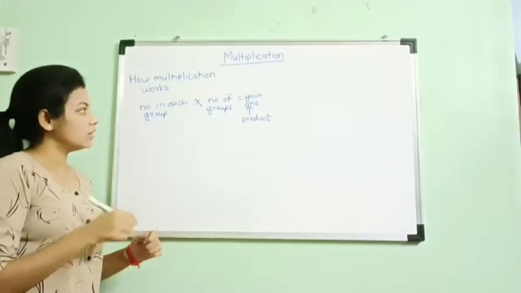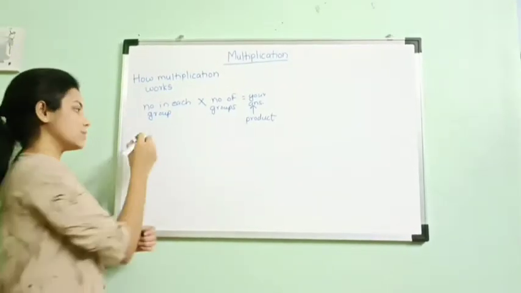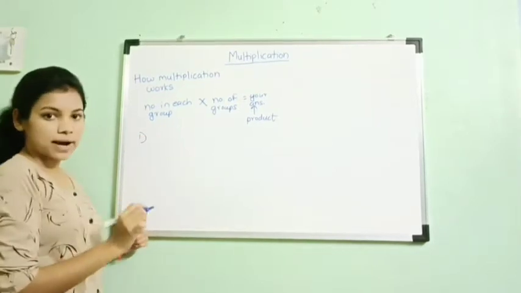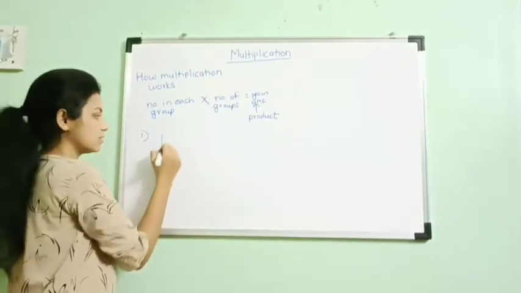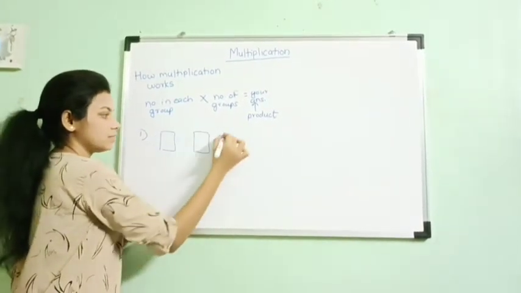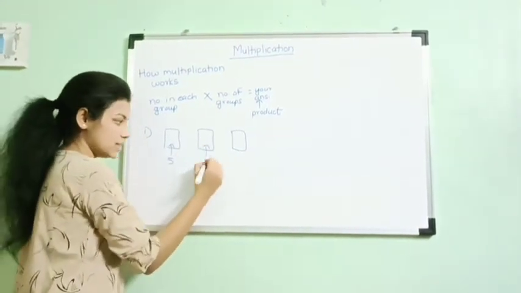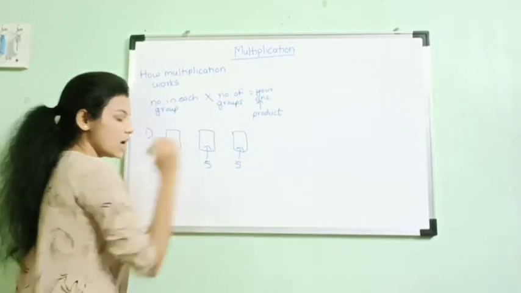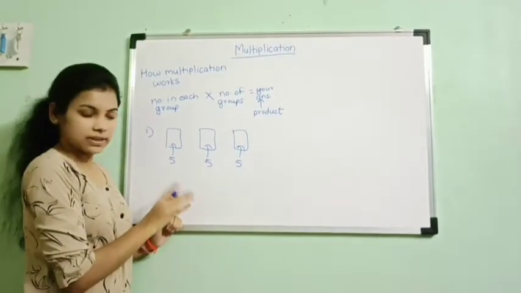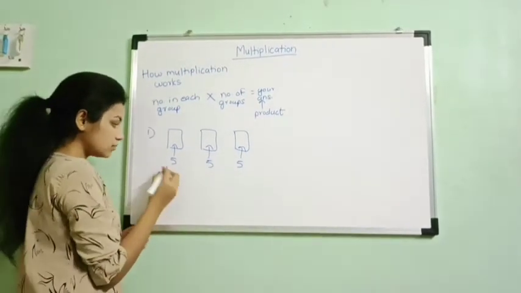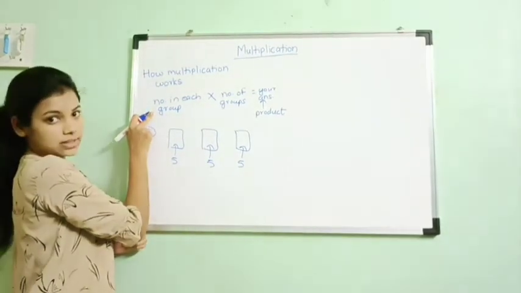I will take one example for this. If you buy 3 packets of biscuits, each packet consists of 5 biscuits. How many biscuits in total will be there? Therefore, we have to work this out using this rule.